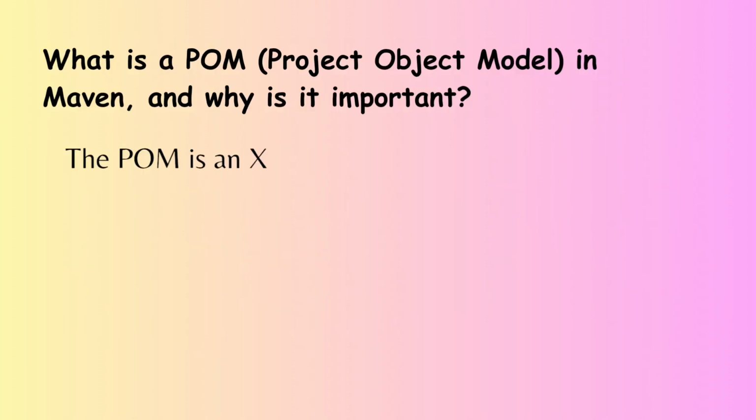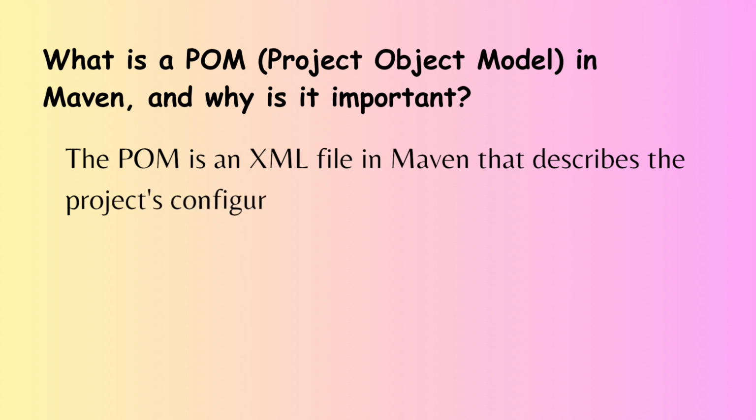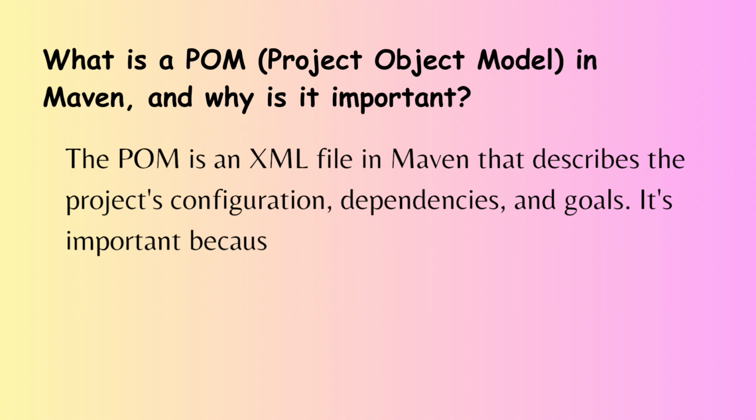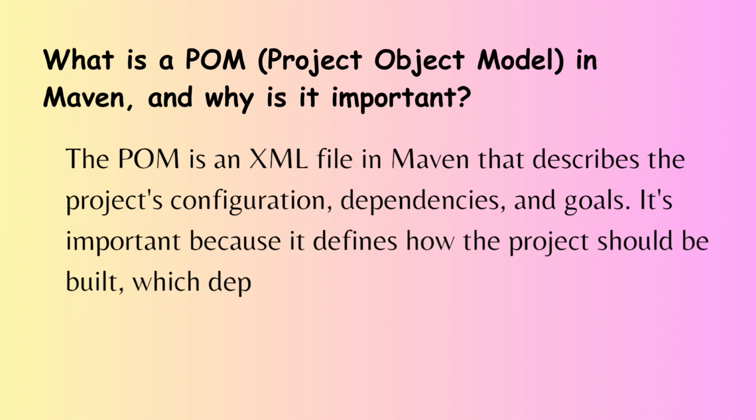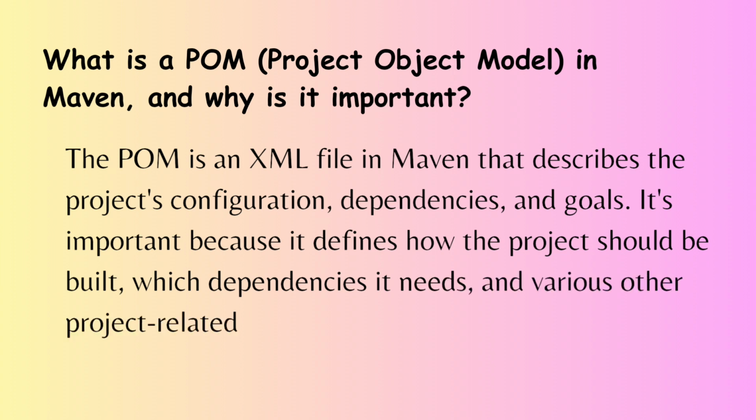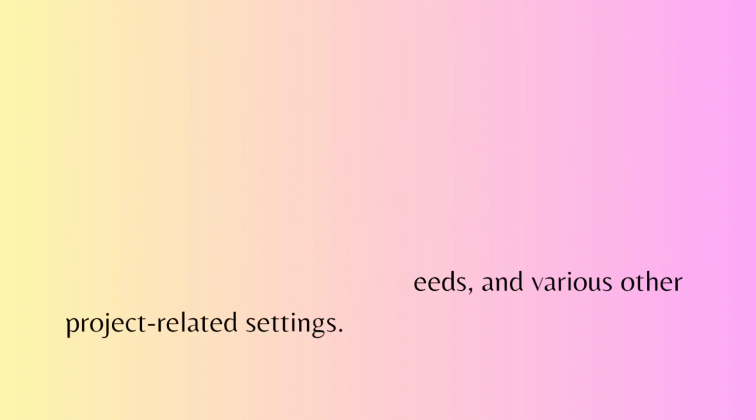What is a POM, Project Object Model, in Maven, and why is it important? The POM is an XML file in Maven that describes the project's configuration, dependencies, and goals. It's important because it defines how the project should be built, which dependencies it needs, and various other project-related settings.